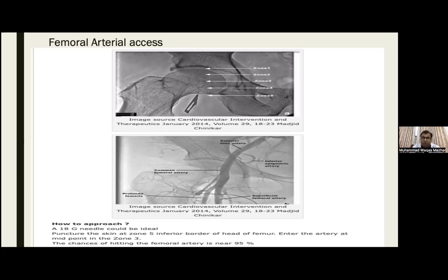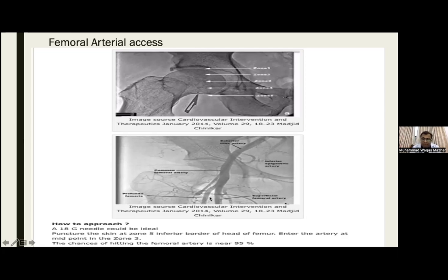Yes, sir. The below puncture is at the level of the superficial femoral artery or profunda femoral artery. Below puncture means from the lower border of the head of the femur downward. It is a low puncture, and it will lead to pseudoaneurysm formation, vascular AV malformation, or femoral hematoma. Yes, sir, femoral hematoma. All right, thanks.